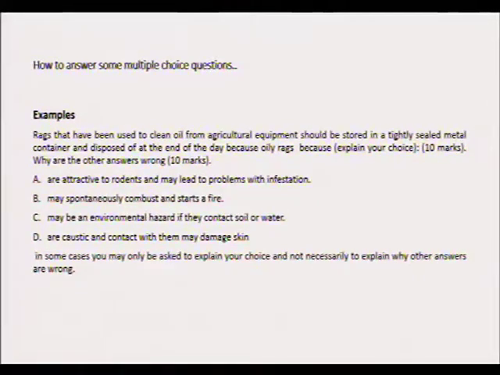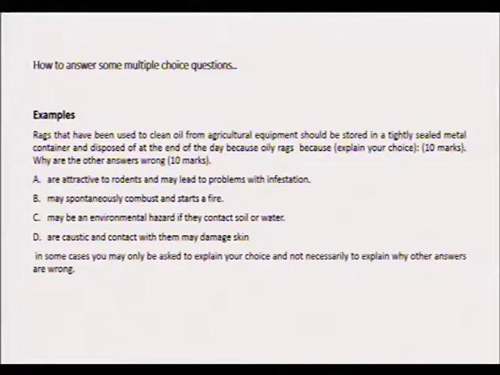Now, you need to make your choice, or your best choice, in these questions. And then you need to explain your choice, which is going to be 10 marks. Some of you students may just say B is the correct answer, and you choose B, and then you just end there.